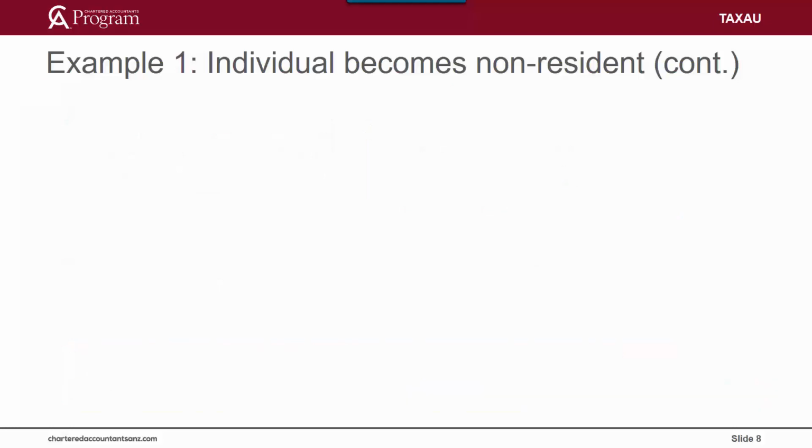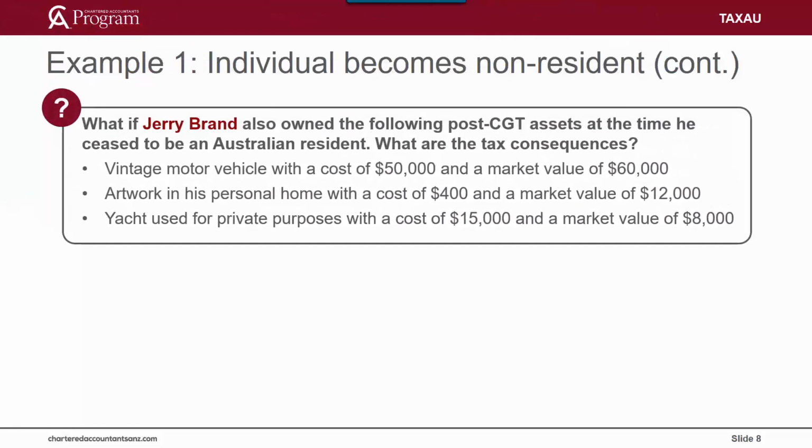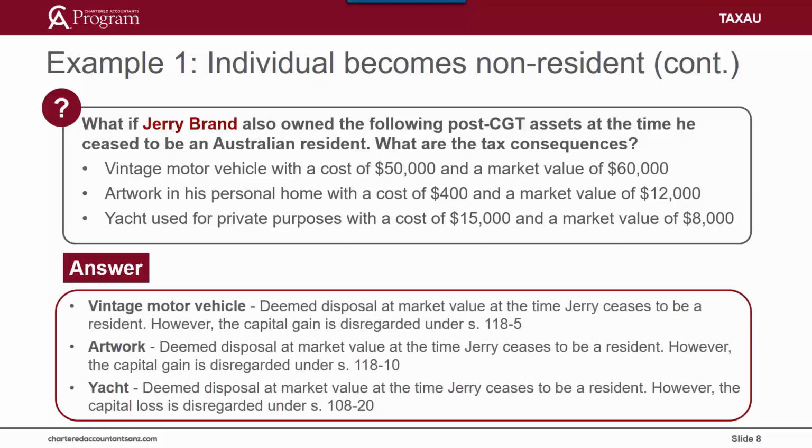So now let's check your understanding when we change the type of asset held by the taxpayer. What if Jerry Brand also owned the following post-CGT assets at the time he ceased to be an Australian resident? What are the tax consequences for Jerry? The correct answer is there are no tax consequences.